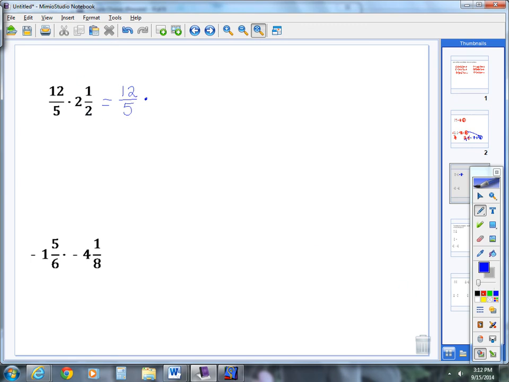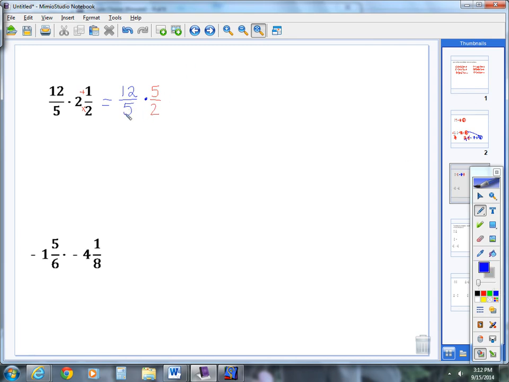So we need to take a step and we need to multiply that 2 and a half, the denominator times the whole number. Add that numerator to make it an improper fraction. 2 times 2 is 4, plus 1 is 5. So that means we have 5 over, keep the denominator of 2.